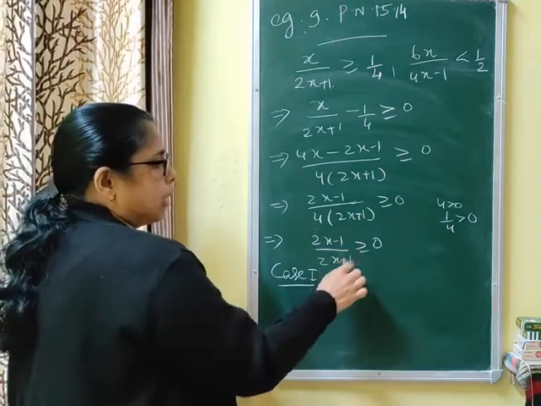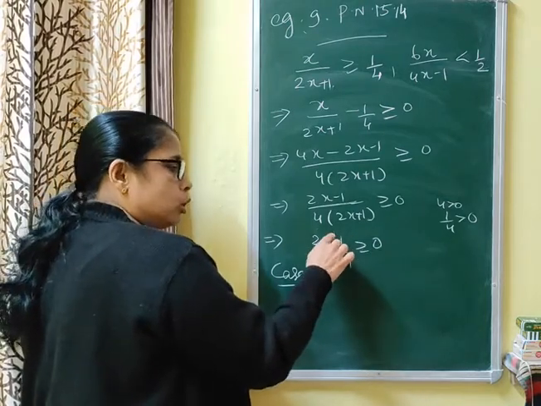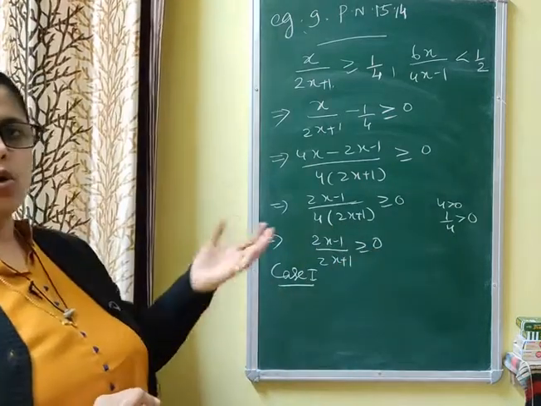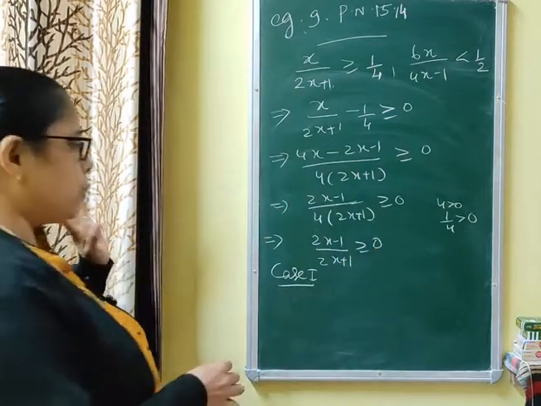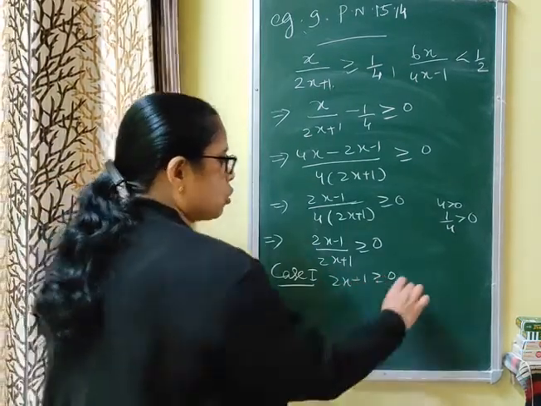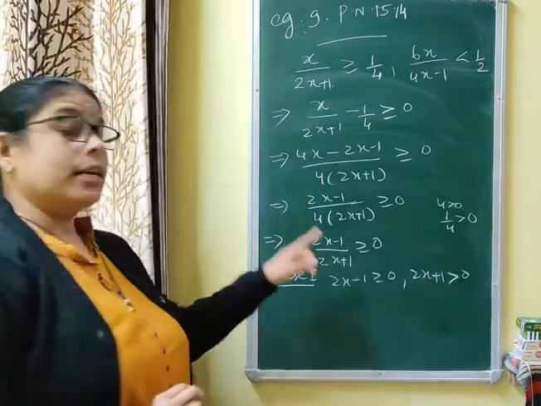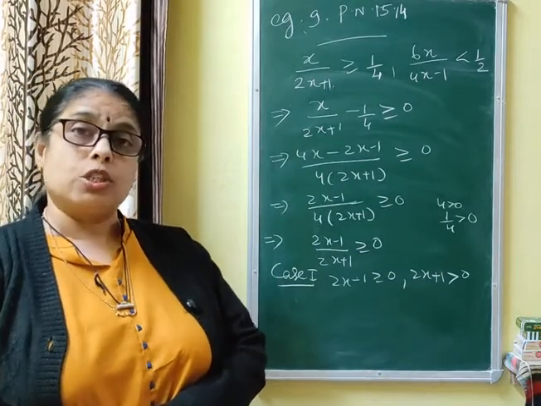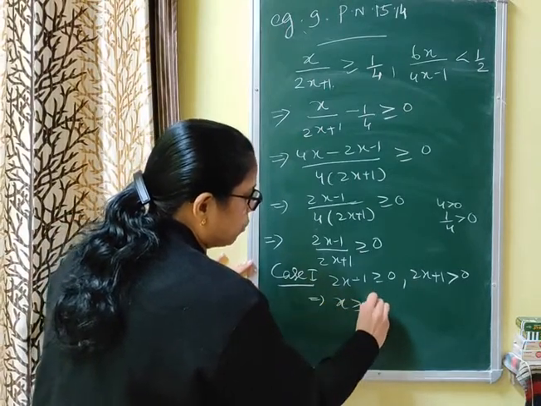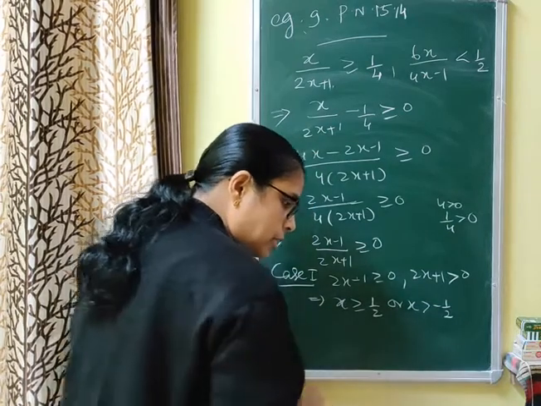So if the fraction is greater than 0, either both must be positive or both must be negative. एक फ्रैक्शन 0 से ज्यादा मतलब पॉजिटिव होना है तो पॉजिटिव बाय पॉजिटिव भी ले सकते हैं, नेगेटिव बाय नेगेटिव भी ले सकते हैं. First of all, take both are positive. 2x minus 1 greater than or equal to 0 and 2x plus 1 greater than 0. Why? You can't take denominator equal to 0. If denominator is 0, then it becomes infinity. That implies x is greater than or equal to 1 by 2 and x is greater than minus 1 by 2. This is the first case.